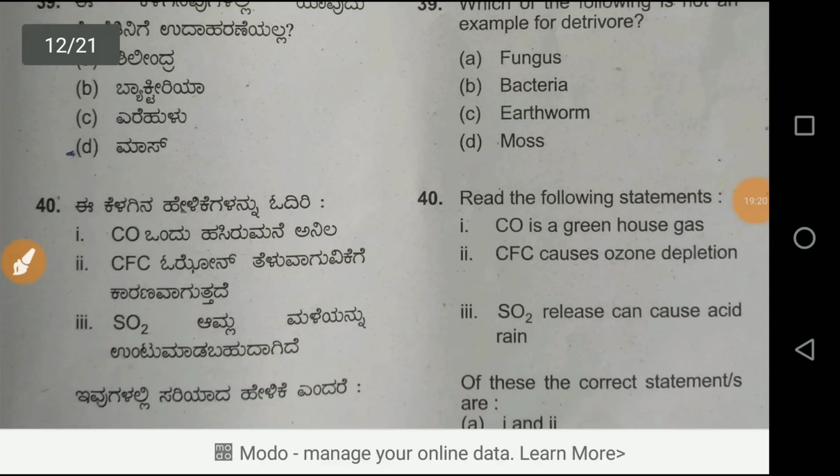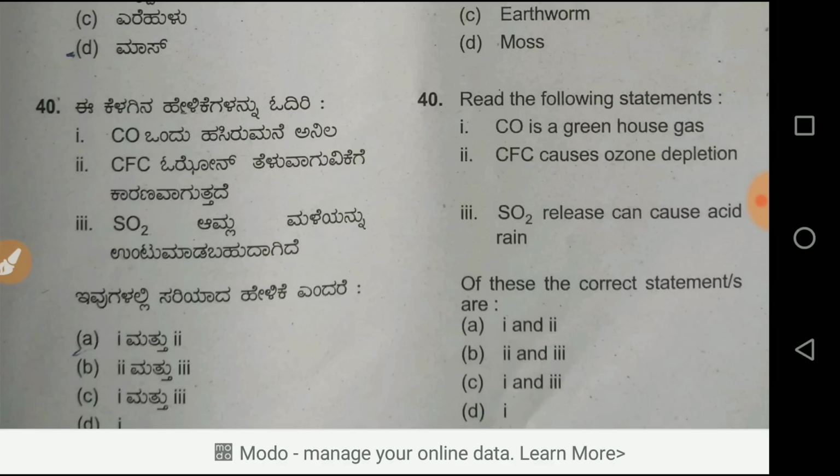Next question: read the following statements. Carbon monoxide is a greenhouse gas. Dear friends, greenhouse gases are methane, nitrous oxide, ozone, CFC, SO2, carbon dioxide. CFC causes ozone depletion. Yes, the excess release of chlorofluorocarbon leads to the depletion of the ozone layer. Then SO2 releases can cause acid rain: when sulfur dioxide reacts with water it gives rise to H2SO4, which is sulfuric acid. So acid rain may come in the presence of sulfur dioxide. Therefore, the right answer is B, that is second and third.